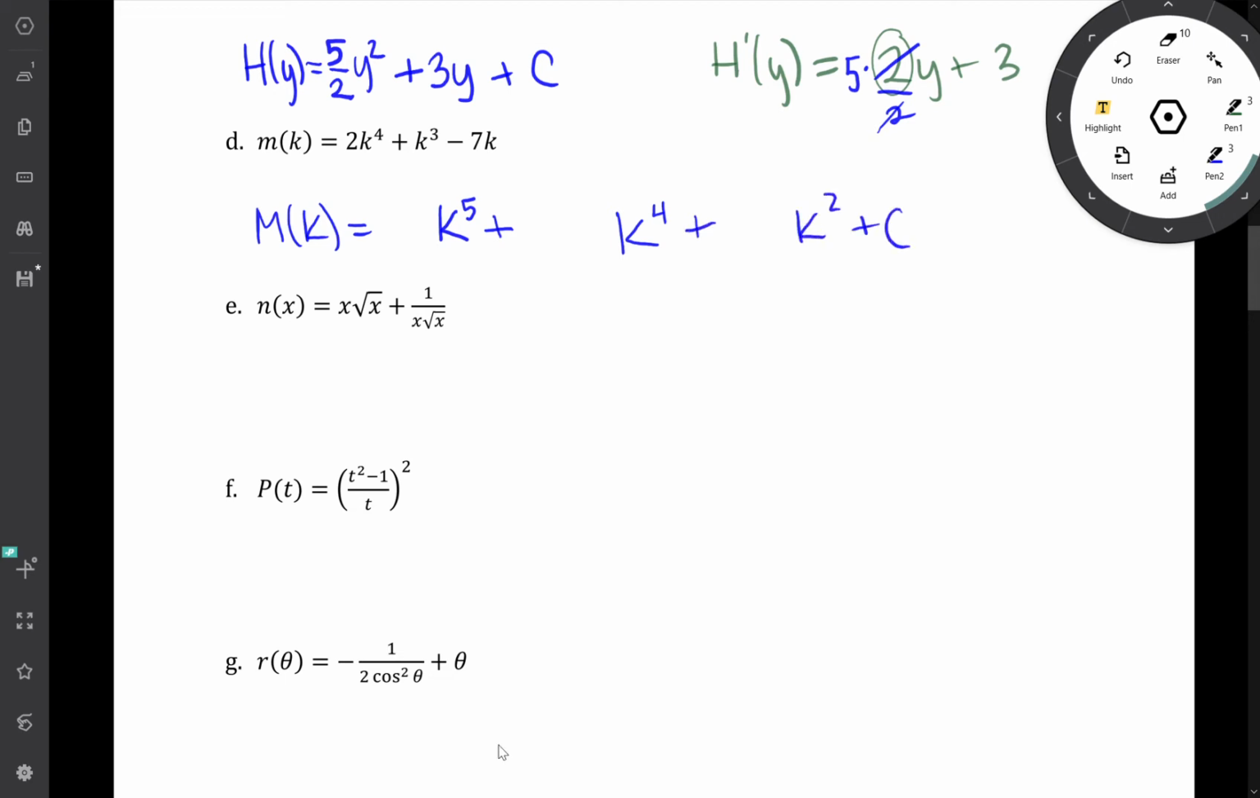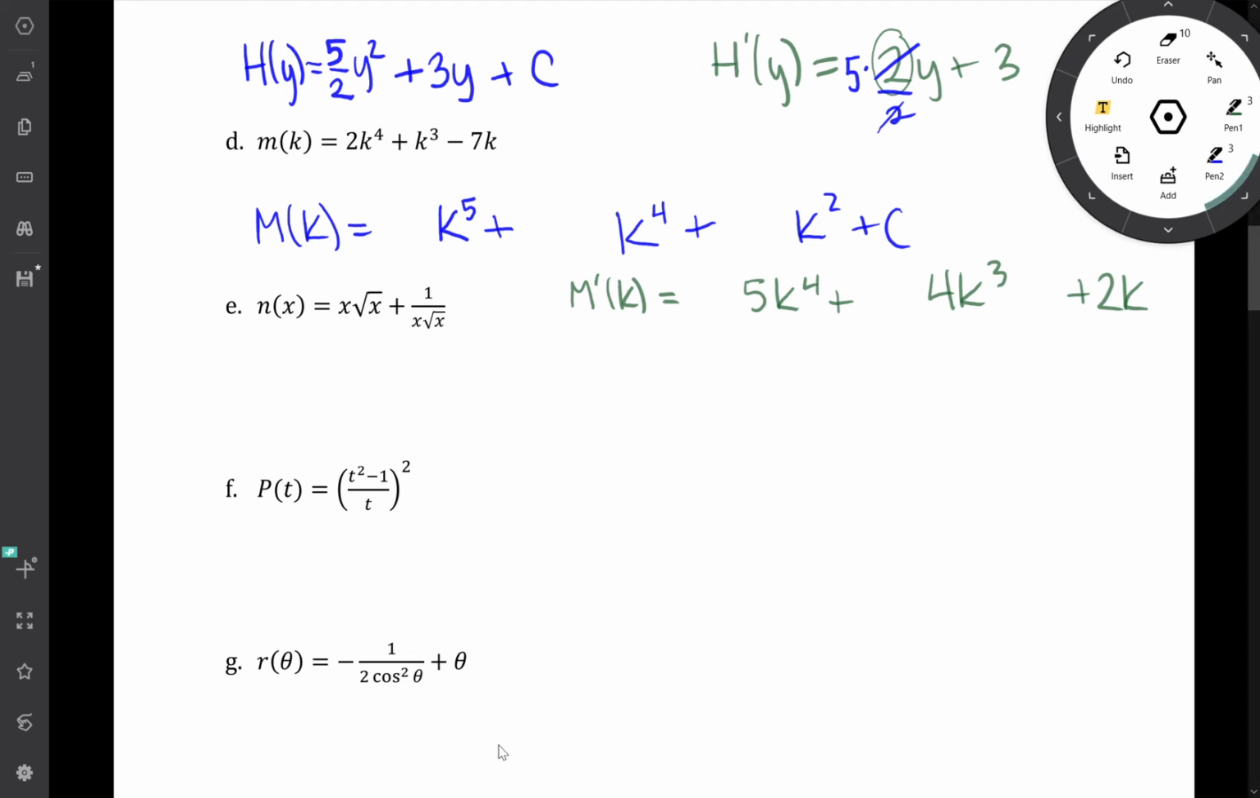Okay, and then we can start working on our check. So m prime, right now it would give me 5k to the fourth, and a 4k to the third, and a 2k. None of which are quite right. So now is where we start doing our adjusting.